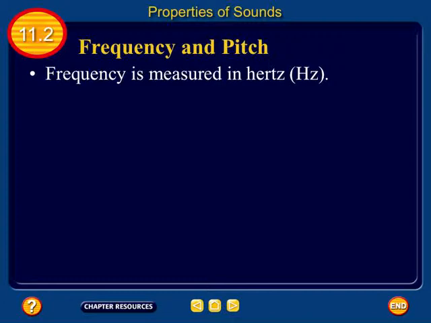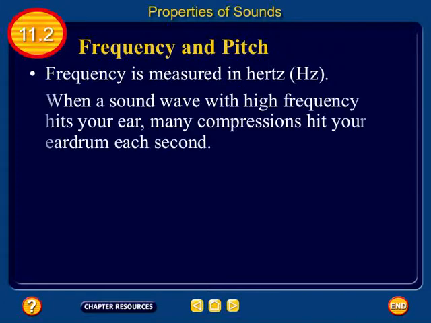Hertz, Hz. And that number, that hertz, tells me how many per second. So when I have a sound wave with high frequency, many compressions hit your eardrum every second. And if I have a sound wave with low frequency, then not so many every second.